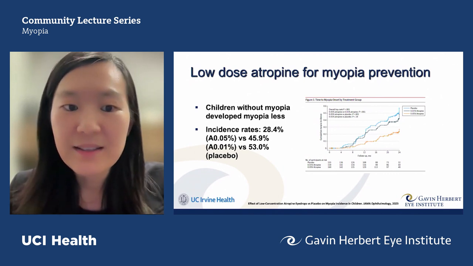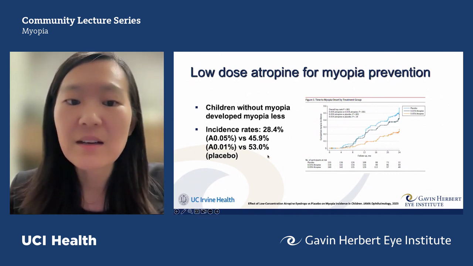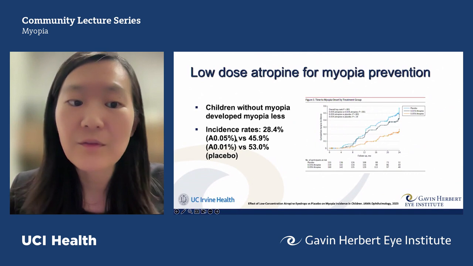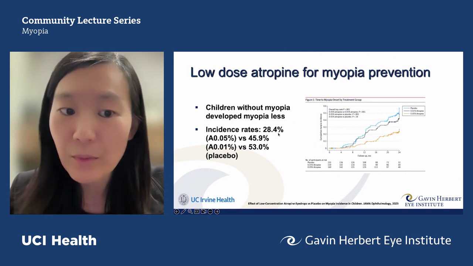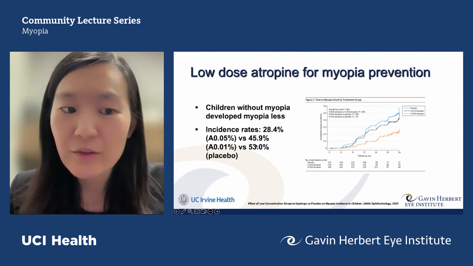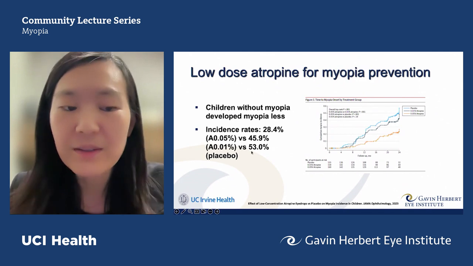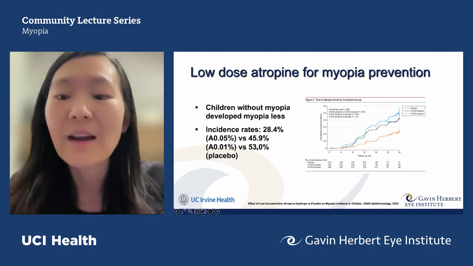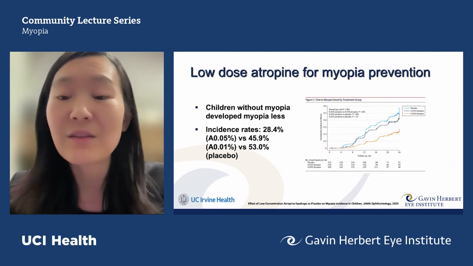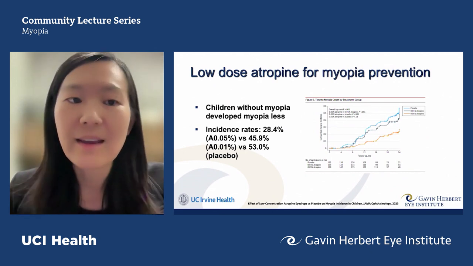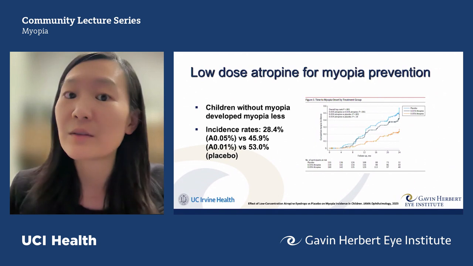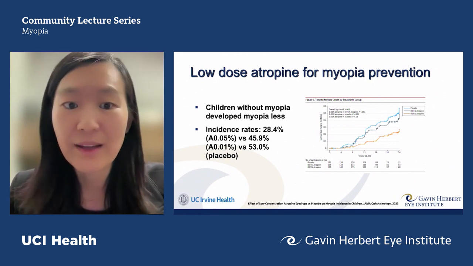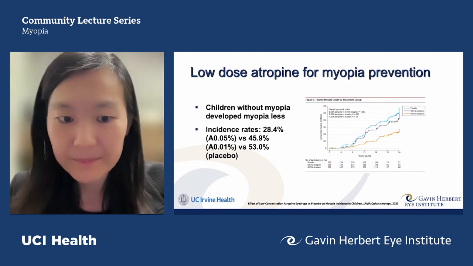And as you can see, the incidence rate of myopia in the 0.05% group was 28.4%, versus the 0.01% and the placebo eye drops, where about 50% of the kids did develop myopia. So it looks like low dose atropine, at least the 0.05%, really does prevent kids from developing myopia.